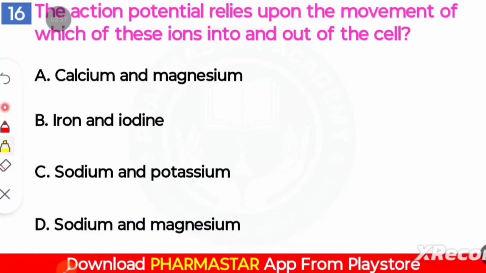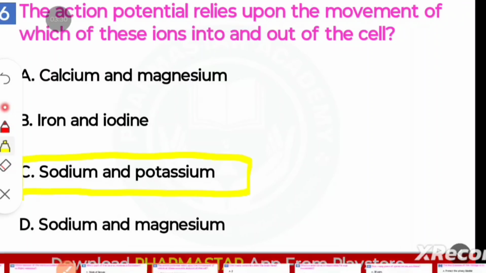Next question. The action potential relies upon the movement of which of these ions into and out of the cell? Option A. Calcium and magnesium, B. Iron and iodine, C. Sodium and potassium, D. Sodium and magnesium. The correct answer is C. Sodium and potassium. The action potential is an electrical signal used by neurons and muscle cells to communicate. It relies on the rapid movement of two primary ions across the cell membrane, sodium and potassium ions. The correct answer is option C.